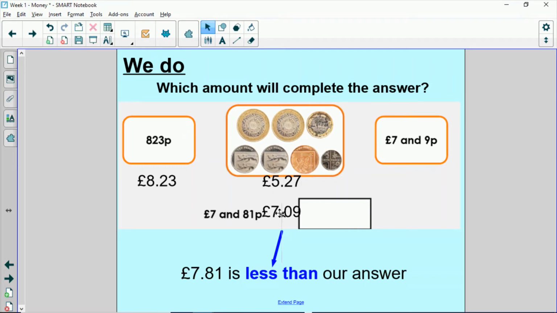£7.09. No, that's not bigger. That's just a little bit less. It's got to be this one here. £8.23 is bigger, because remember the crocodile mouth always open to the bigger number, than £7.81. Give yourself a tick if you've got that one there.